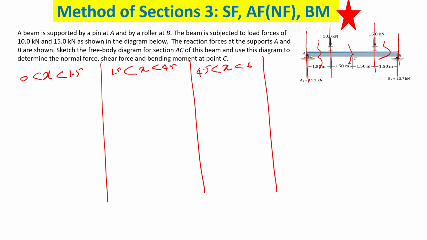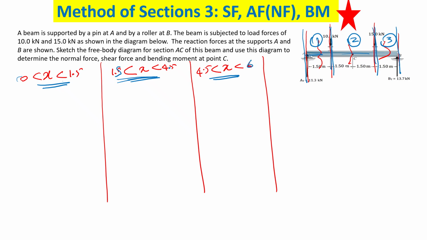Okay, and we are going to draw the left hand side of the beam. Sometimes these cuts will be given to you, but if not, how do you identify where to make the cut? You go along the beam and see where the loading condition changes. When you go 10 kilonewtons, 15. So you have to make the first cut here, second cut here, third cut here. The first one is between 0 and 1.5, the second between 1.5 and 4.5, and the third between 4.5 and 6. Make sense?